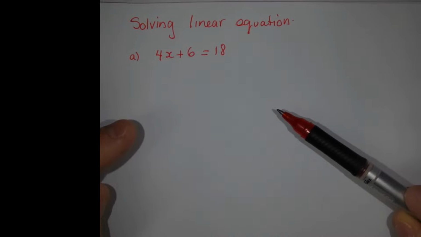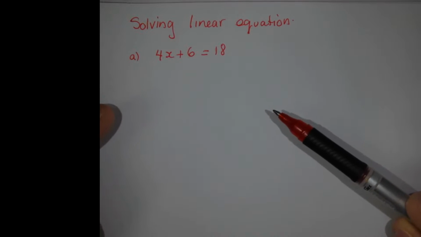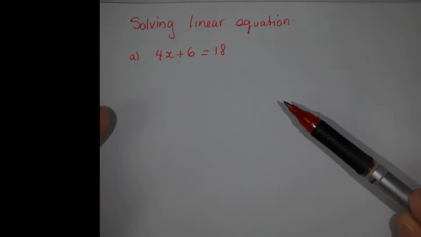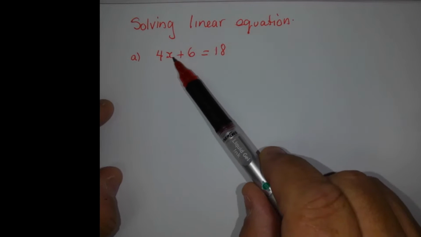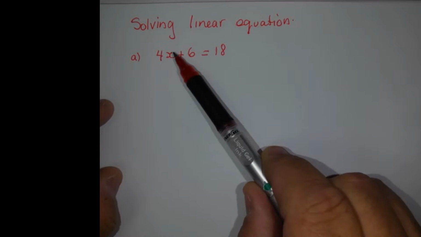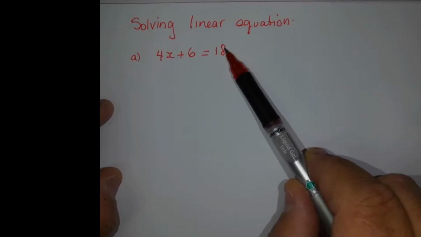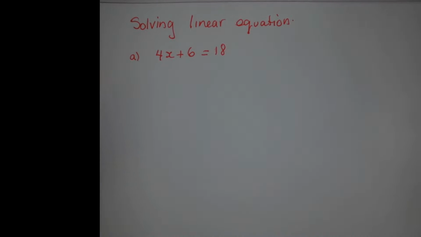If you don't, then you're going to fall in the trap that your equation is not balanced, and therefore you won't be able to find the correct answer. So the whole idea here is I need to find a value of x that when multiplied by 4 and added 6 to it, it gives me 18. Okay, so there are numerous ways of doing this.